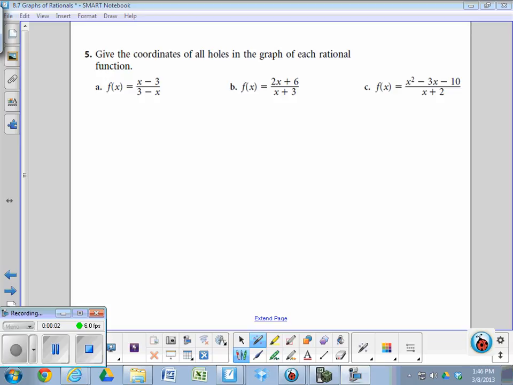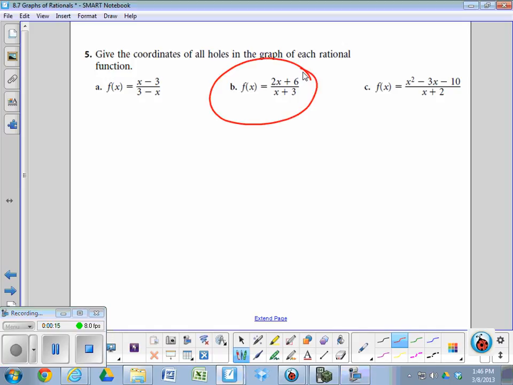If you're confused by finding the holes of the function, there will be 3 videos, one for each of these. 5C's already been recorded, so make sure you look that up. But basically, what you want to do in a problem like this, we're going to do B, is look at the top or bottom and see if anything can be factored. It's all about factoring. That's why factoring came first in this class before this unit. You have to know how to factor in order to do this.